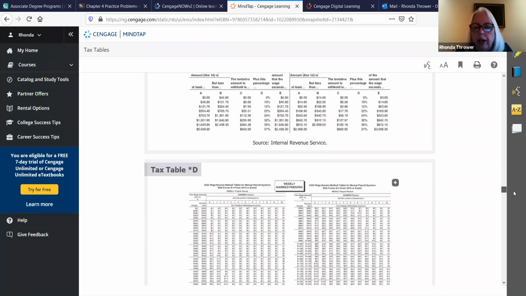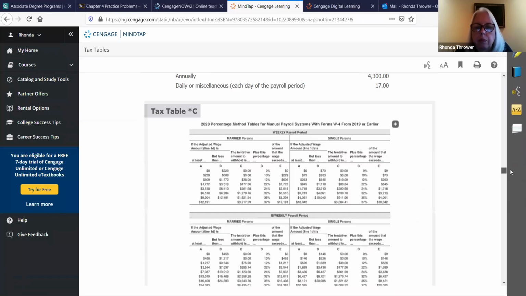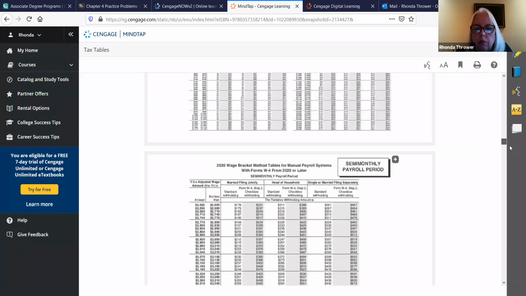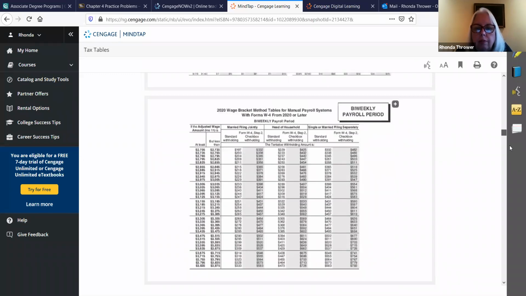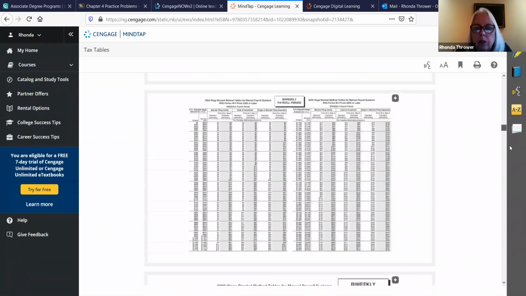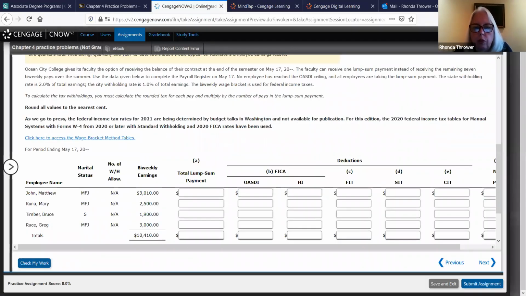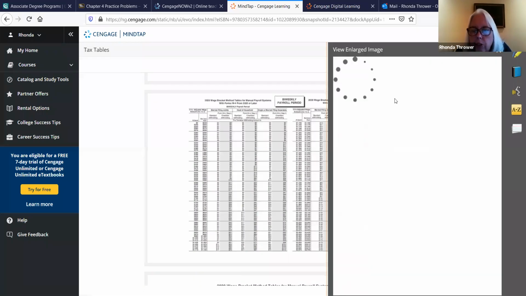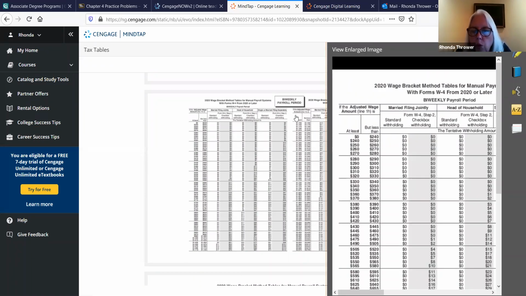And we're looking for the wage bracket method, which is table B. Let me go back to see where it is. All right. And we need to know the amount that the employee was paid on a bi-weekly basis. And that amount was $3,010. So I'm going to look on this bi-weekly payroll period.